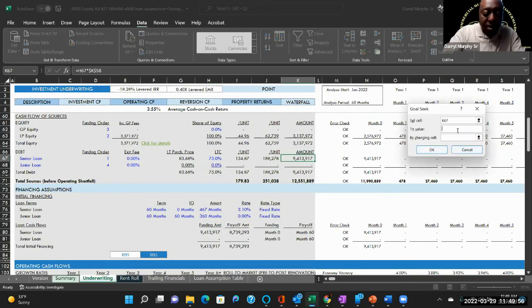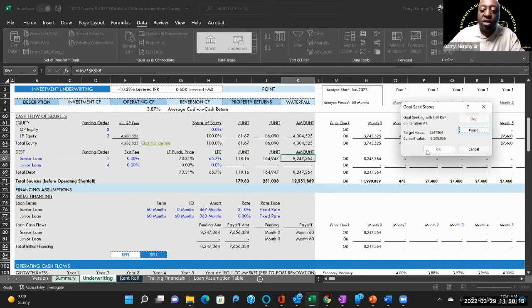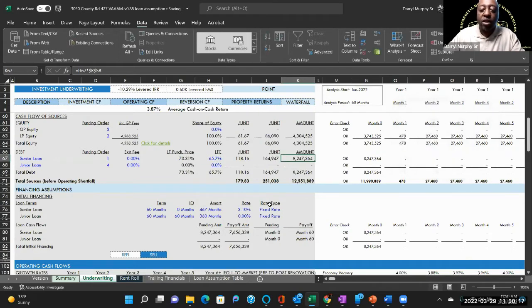And then I would type in 8,247,364, right? And it says "To value" right here. See that? To value. And then it even asks you "By changing cell," right? By changing what cell? By changing the blue cell, right? That's where you're going to go. See that? Boom, done. So now it has it here.